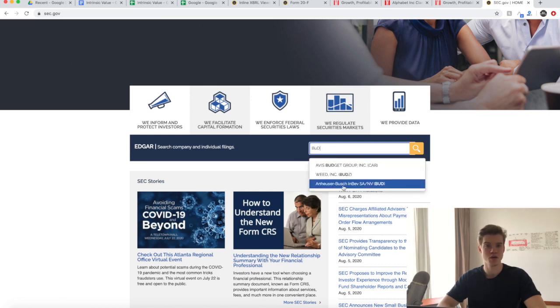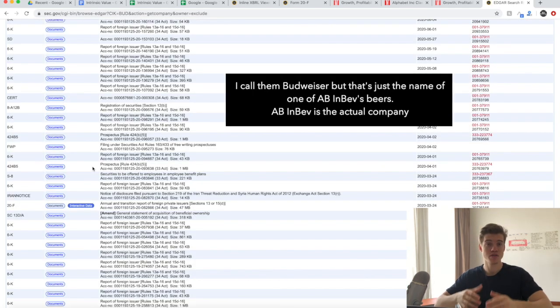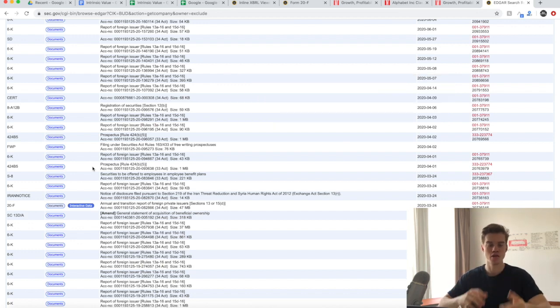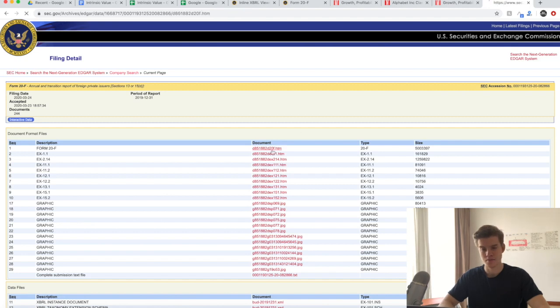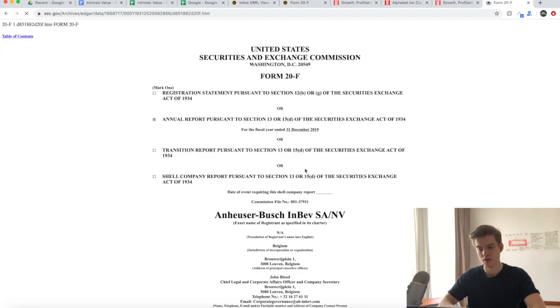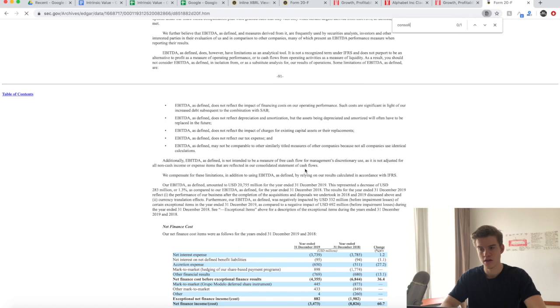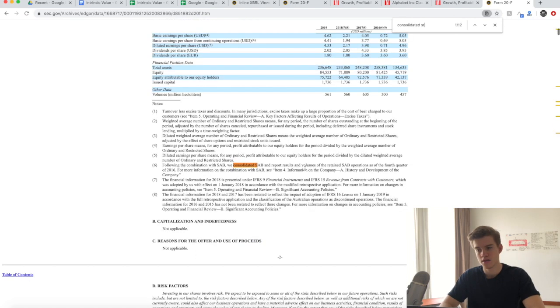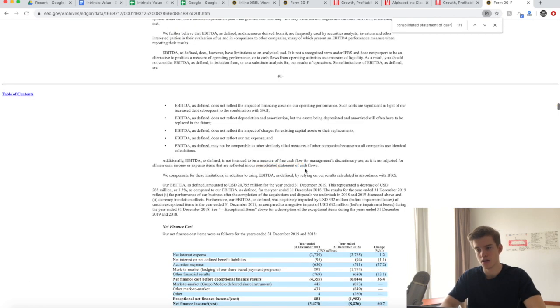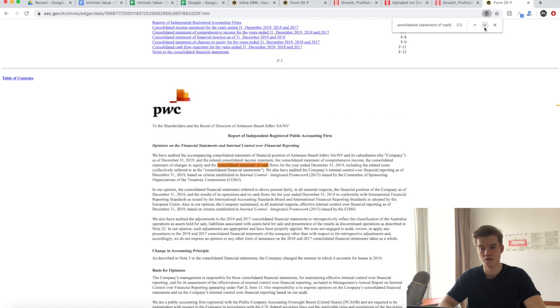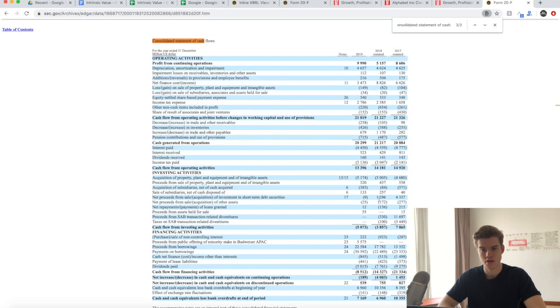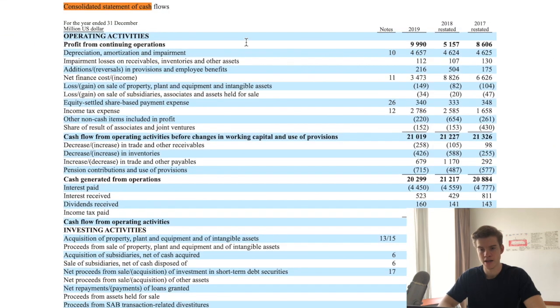So we're going to use the same company as last time, Budweiser. And since Budweiser is a foreign company, they don't have the regular 10Ks and 10Qs, which are the annual and quarterly reports. They actually have a 20F, which is their annual report. So then you just do exactly what I did. And then you can search consolidated statement of cash. So you want to go to the cash flow statement, and this is what it looks like here. So the first line is the net income that the business has produced in a given year.